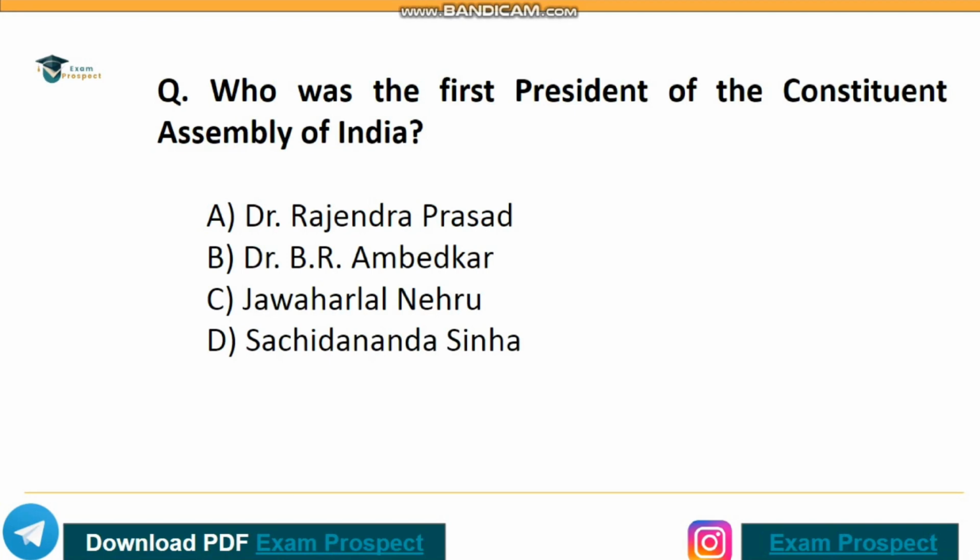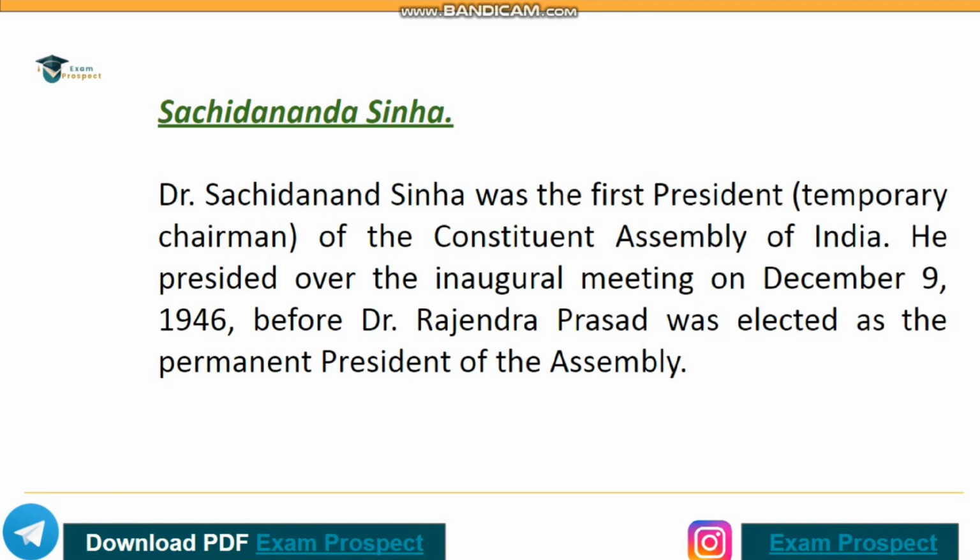Next question, who was the first president of the Constituent Assembly of India? And here the correct answer is option D, Sachchidananda Sinha. Dr. Sachchidananda Sinha was the first president, temporary chairman of the Constituent Assembly of India. He presided over the inaugural meeting on December 9, 1946, before Dr. Rajendra Prasad was elected as the permanent president of the Assembly.